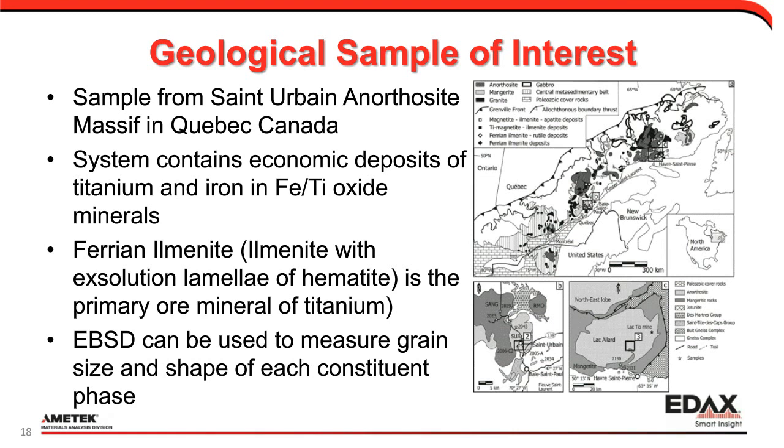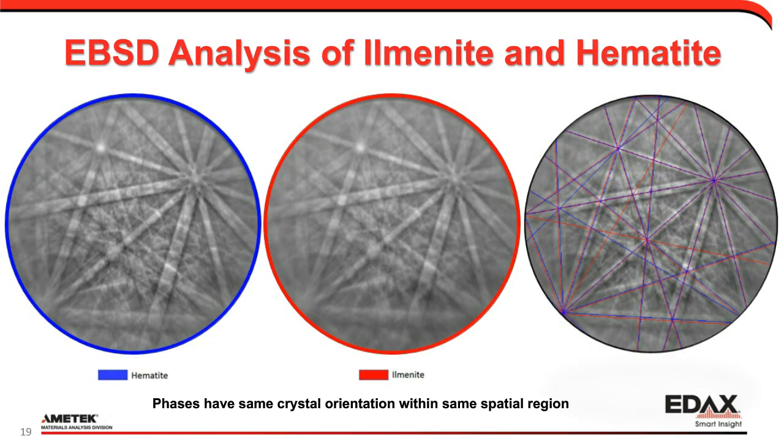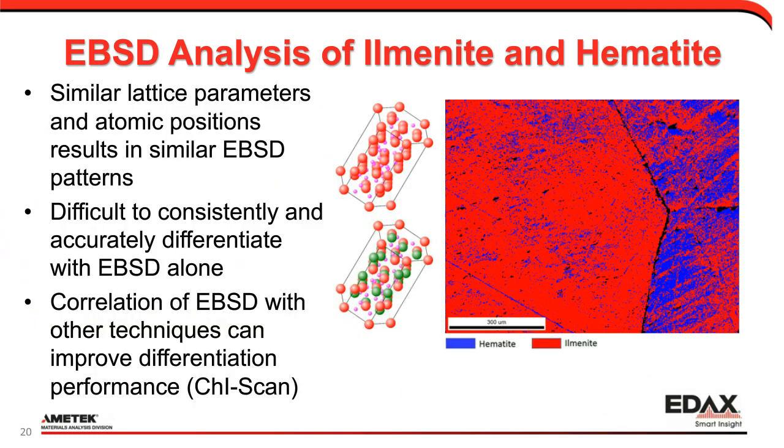So the reason this sample's interesting from a correlative point of view is for a couple of different reasons. First, the hematite and the ilmenite have an epitaxial type arrangement. They have the same crystal orientation within the grains. So if we look at the patterns from the two different phases there, you can see the patterns look very similar. And the reason for that is that the unit cells are very similar. They just have different atomic position occupancies within the cells.